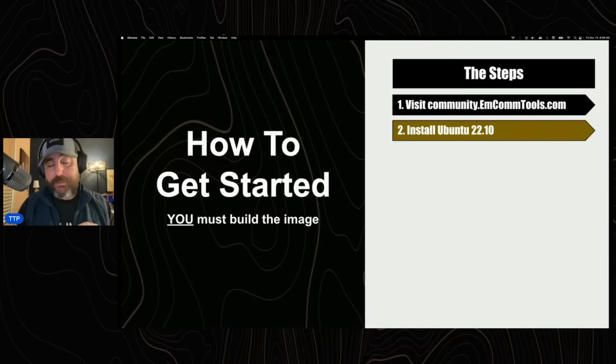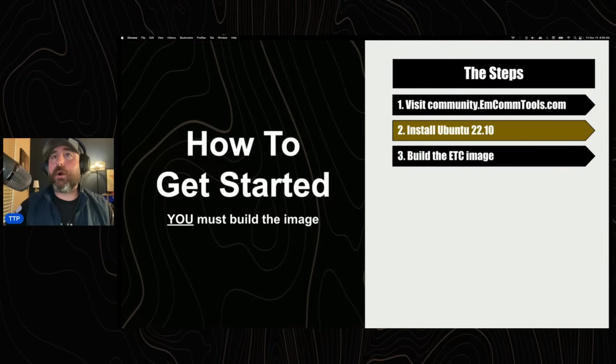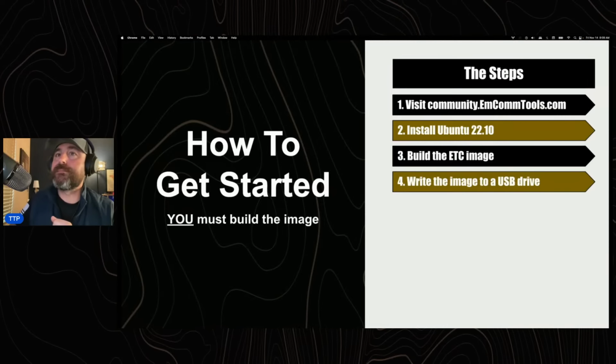If you already have EmComm Tools version 3, R3, R4, you can actually start there. You can skip this step. You can use R3 or R4 to build the image. And again, that's fully documented in the community site that I just shared. And then you write the ISO image. There is a section on the community site, which is probably worth sharing.